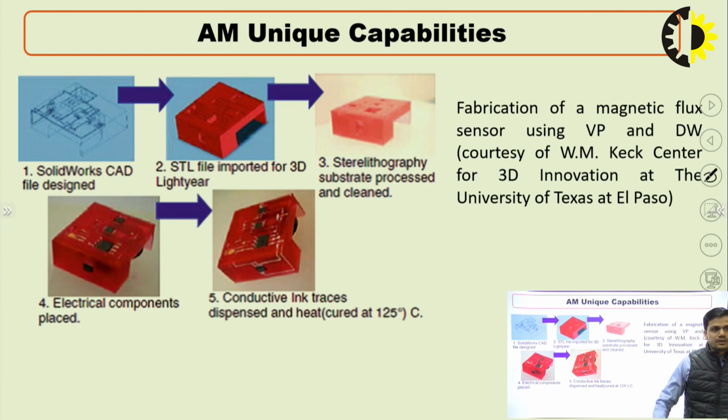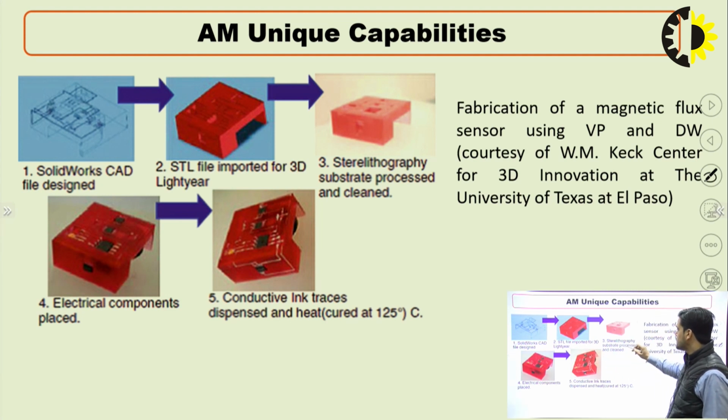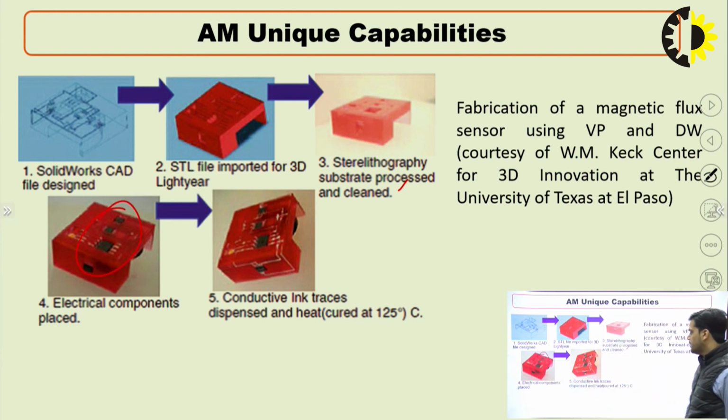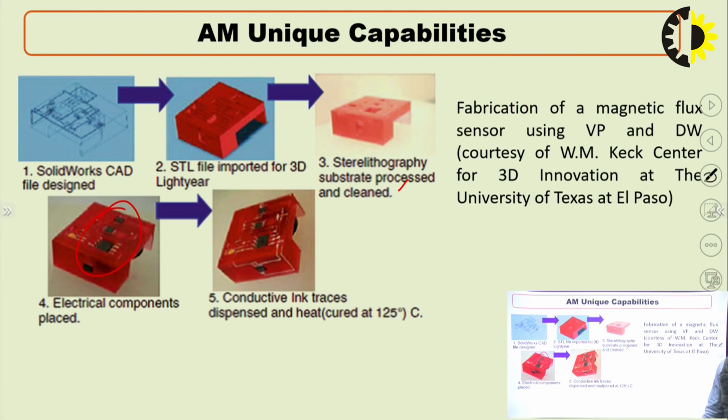As you can see here, this is a SolidWorks CAD file design, and that STL is imported to the 3D printer, and the stereolithography substrate process and cleaning are done. After that, the electrical component is placed where required. Then conductive ink traces are dispensed and heat cured at 125 degrees Celsius. So this is basically the fabrication of a magnetic flux sensor using VP, a wet formulation. This is taken from the Center for 3D Innovation at the University of Texas.